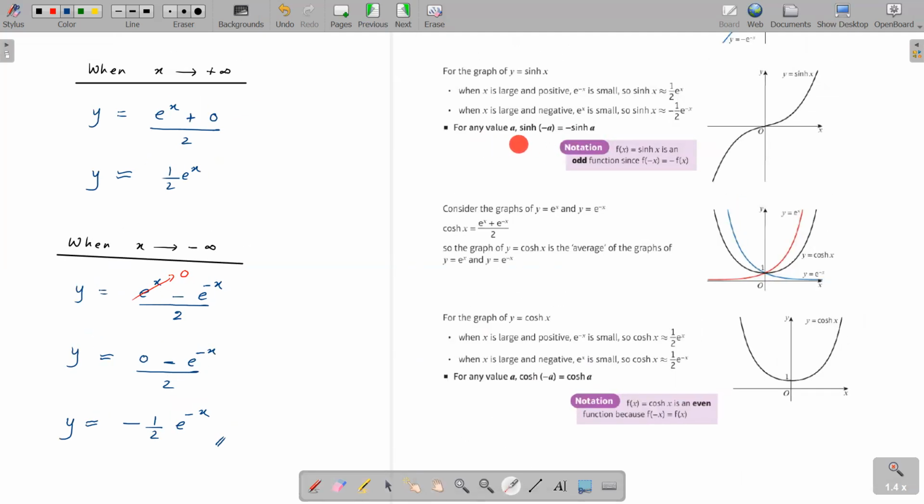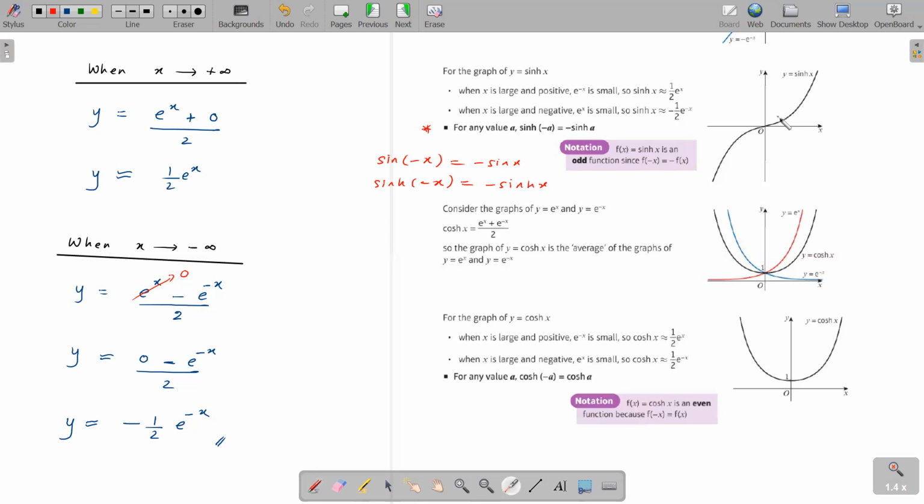For any value a, sinh of negative a is equal to negative sinh of a. You might remember this property was similarly there in the trigonometric sine function as well. If you recall in trigonometry, sine minus x is equal to minus sine x. Similarly in hyperbolic, sinh of negative x is equal to negative of sinh x.